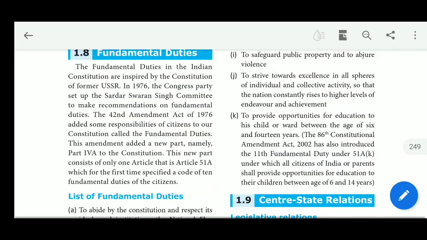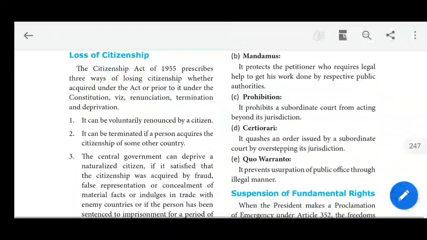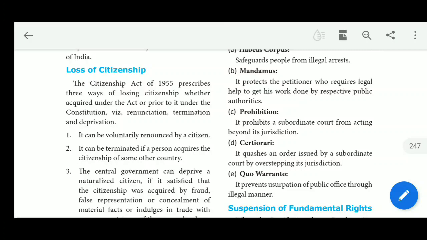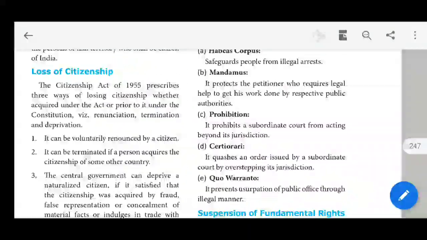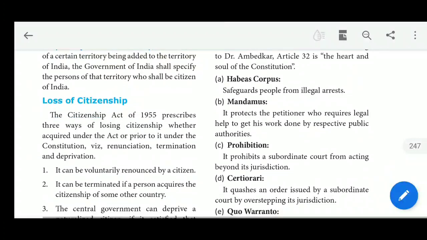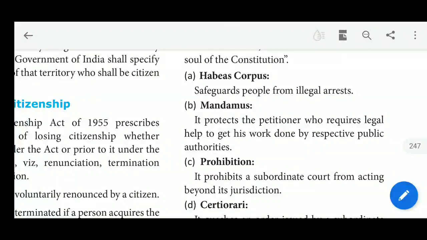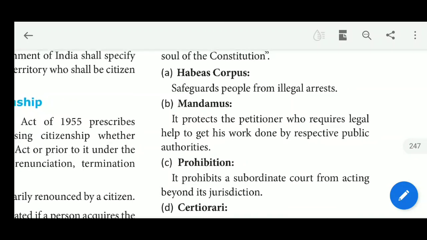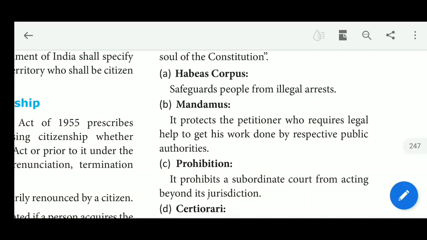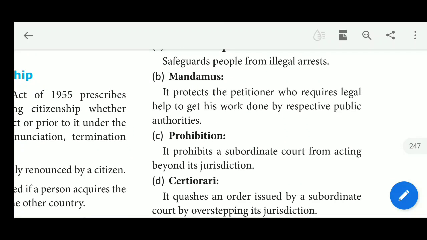Second one, mandamus. It provides the petitioner who requires legal help a way to get his work done by respective public authorities. Explanation. Mandamus means 'we command'. This writ is a command issued by courts to a public official, public body, corporation, inferior court, tribunal or government asking them to perform their duty which they have refused to perform. Mandamus is also called an awakening call. See book page number 173.